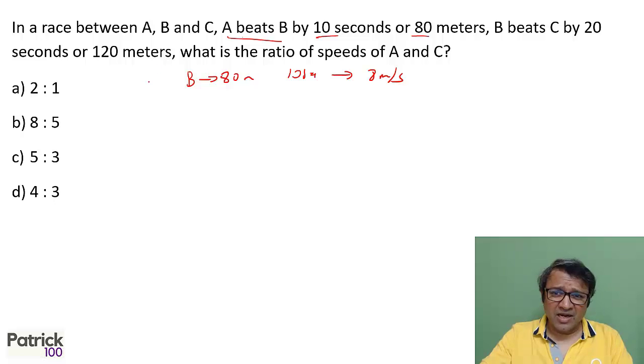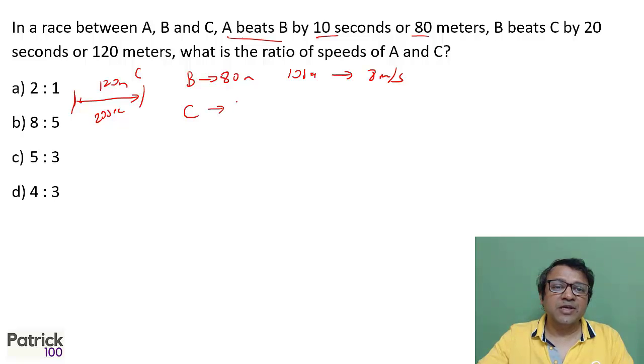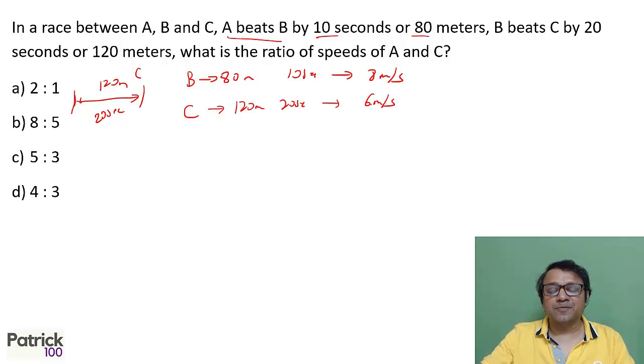B beats C by 20 seconds or 120 meters. That means when B finishes the race, C is 120 meters behind, which he covers in 20 seconds. That means C speed is 120 meters in 20 seconds, which if you look at it is 6 meters per second. That means the ratio of the speed of B and C is 8 and 6 or 4:3.